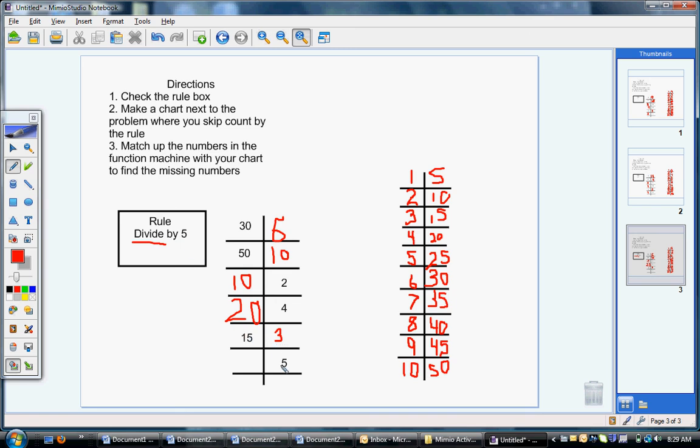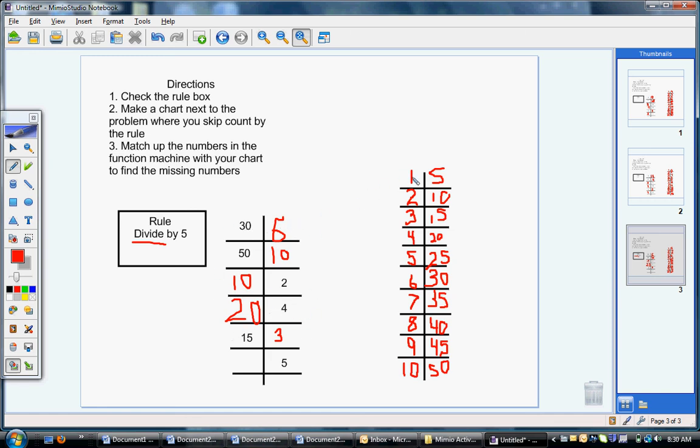And last but not least, I have a 5. Now I have a problem here. There are 2 5s on my chart. I need to pay special attention to what my problem says. This is a divide by 5 problem. That means that this column has to be bigger than this column, because when you divide, you go from a big number down to a small number.